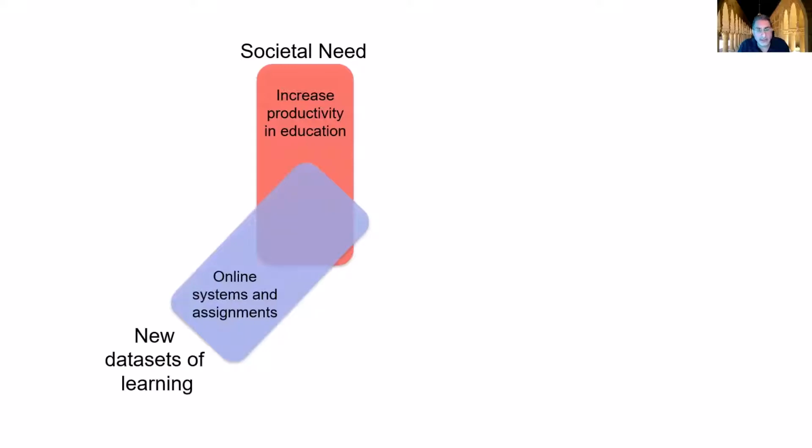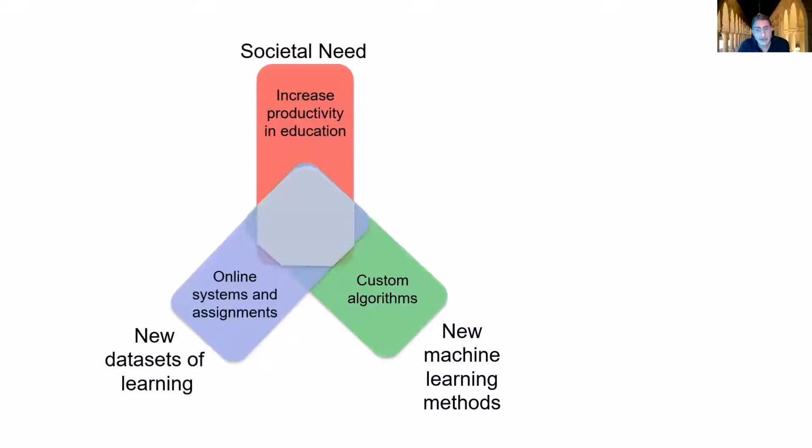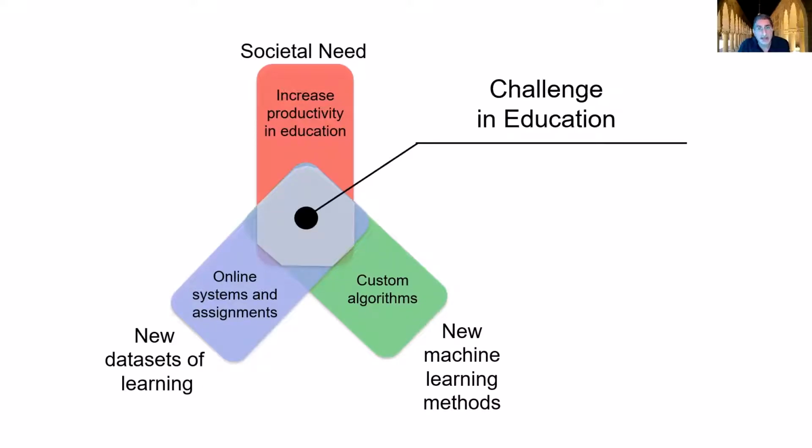There's new data sets for learning. So if we think about online systems and assignments, especially in the time of the pandemic where more systems have had to move online, we can think of the fact that new data sets are being generated, and this creates new opportunities to do machine learning. Also, we have new machine learning methods and tools, custom algorithms we can build to think about how do we address issues in education. And ultimately, if we think about the challenges of education, all of these factors come together to create an immense opportunity for us to think about how we can leverage machine learning to be able to scale up higher quality feedback in human learning.